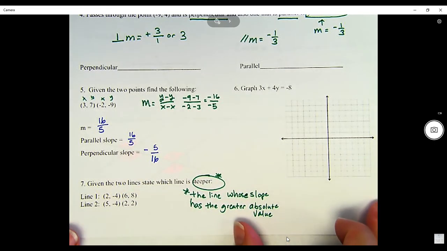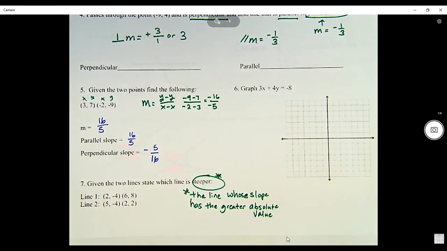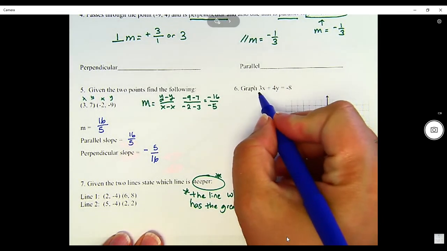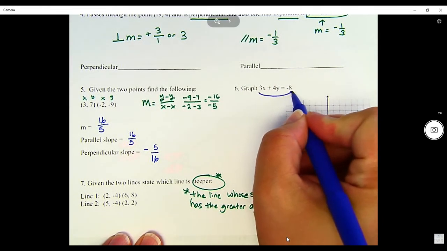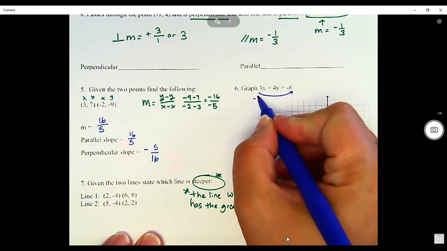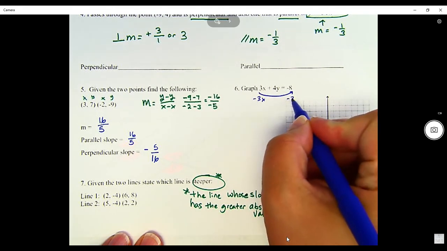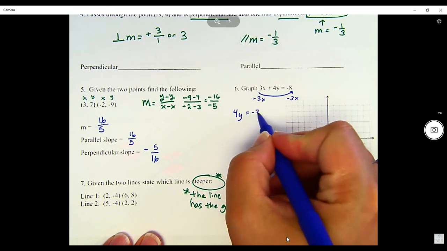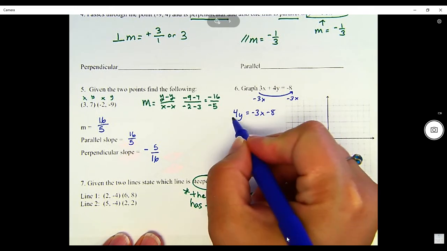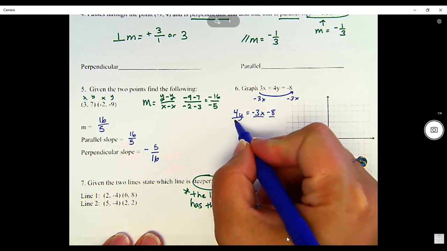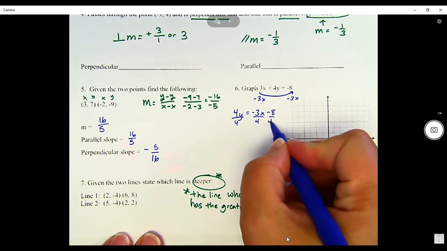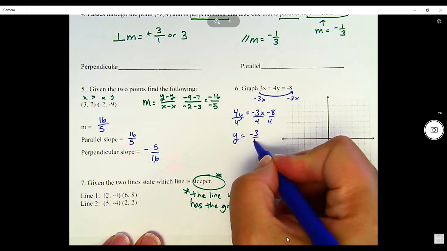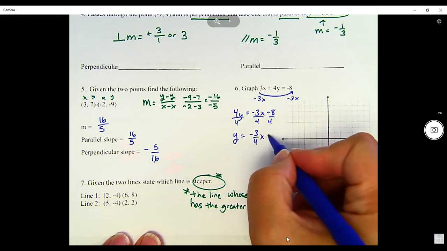All right, number 6 asks you to graph this equation. This equation is in standard form, so you're going to have to change it to slope-intercept form first. So the first thing I'm going to do is move that 3x to the other side of the equation. So now I have 4y equals -3x minus 8, and then divide everything by 4 to get y alone. So now I have y equals -3/4 x minus 2.